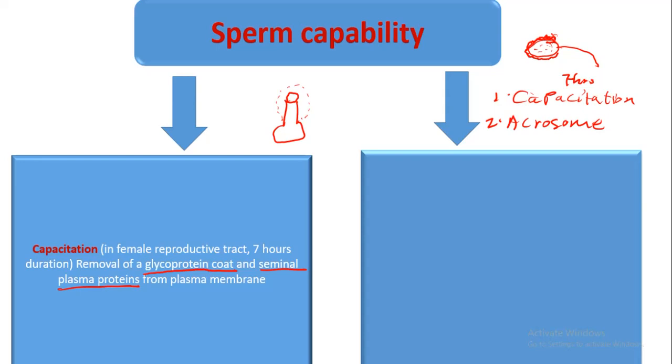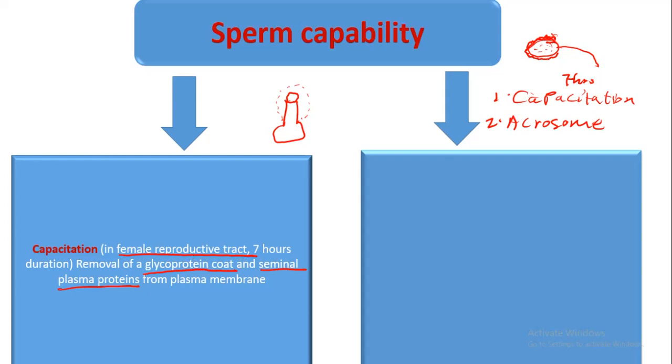So just know that two stages are involved: capacitation and the acrosomal reaction. Capacitation involves the removal of the glycoprotein coat and the seminal plasma proteins from the what? From the sperm. And this process normally takes place in the female tract, and it takes about 7 hours.